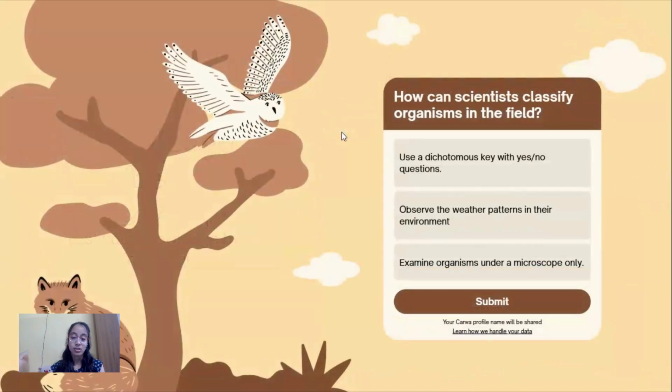The second question is, how can scientists classify organisms in the field? Option 1. Use a dichotomous key with yes or no questions. Option 2. Observe patterns in the environment. Option 3. Examine organisms under a microscope only. Again, observe the question very carefully along with the answers and answer in the comment box below.